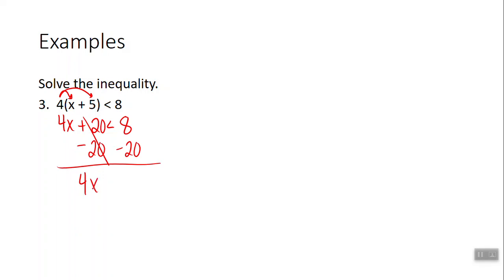Bring down the 4x, bring down the inequality symbol. 8 minus 20 is negative 12. Divide both sides by 4, and we get x is less than negative 3. Again, we were not dividing by a negative number. That 4 is positive, so we don't have to flip our symbol.